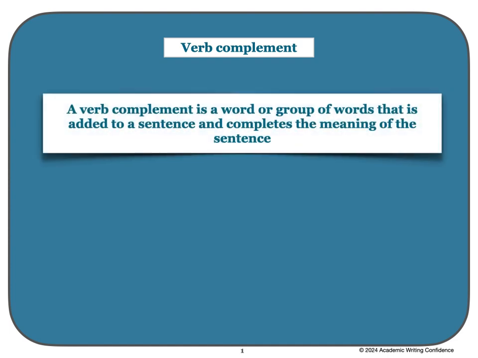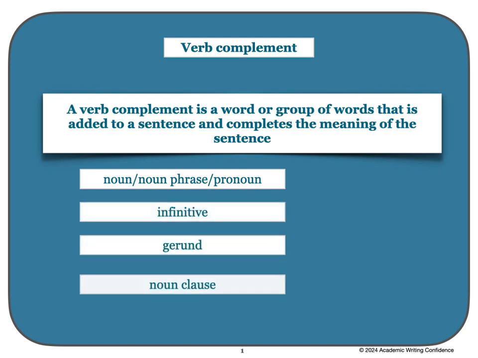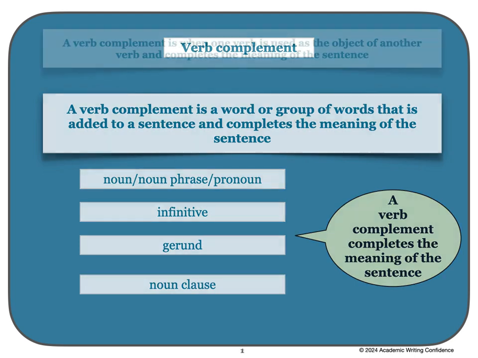A verb complement is a word or a group of words that is added to a sentence and completes the meaning of the sentence. A verb complement can be a noun phrase, or a pronoun. It can also be an infinitive, or a gerund, or a noun clause. All of these can be used as a verb complement, which completes the meaning of the sentence.